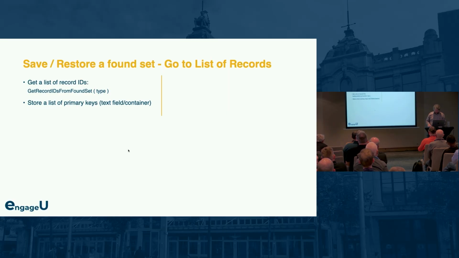So you store a list of, why primary keys? It's not primary keys at all. Sorry, it's record IDs. This is a big, big mistake, right? It's not primary keys. It's not data. It's record IDs, which is much, much faster. It doesn't call the data layer of the database, right? It's just the record ID. That's what FileMaker shows in the record count at the top of the window.